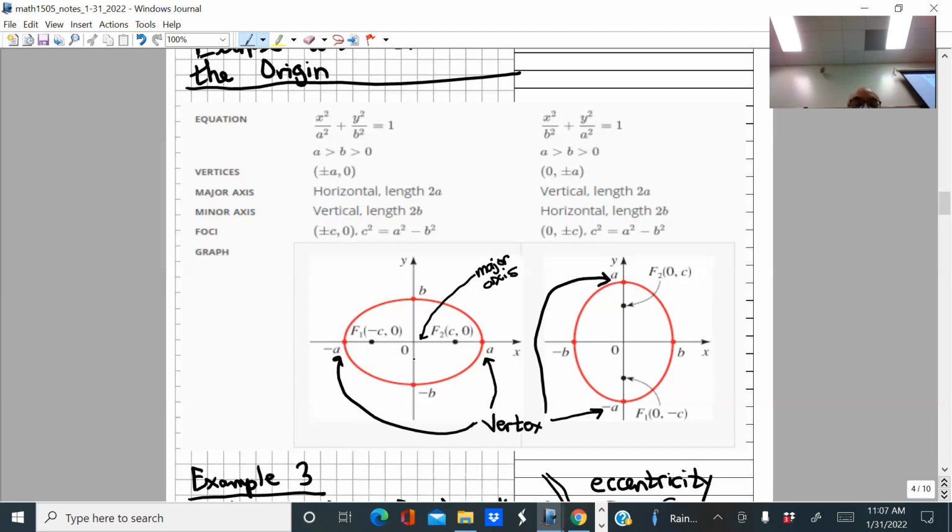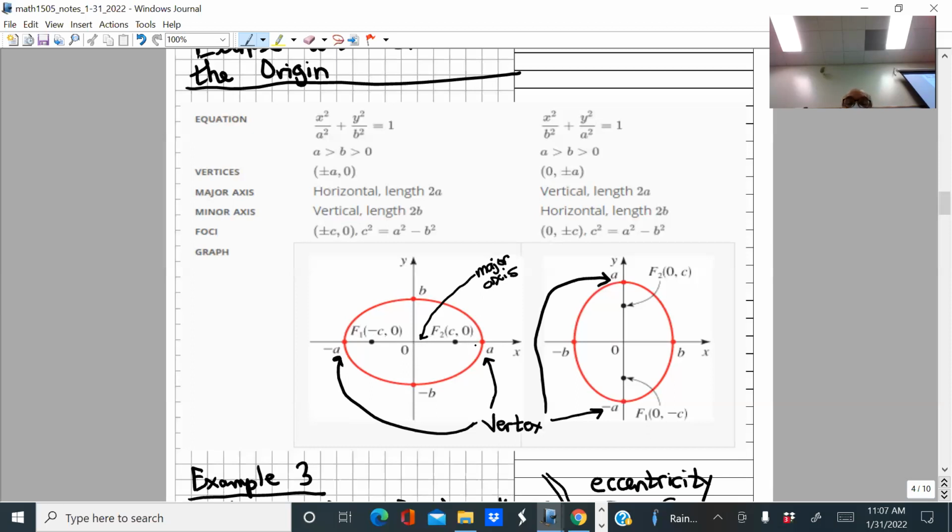This vertical axis then is called the minor axis, right? And it starts at -b. So notice the number underneath that y squared, right? It starts at -b and goes up to +b. So the y-intercepts of your ellipse, where it's going to cross the y-axis, are -b and +b.